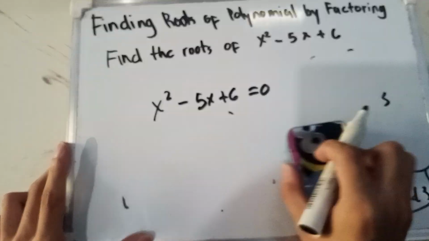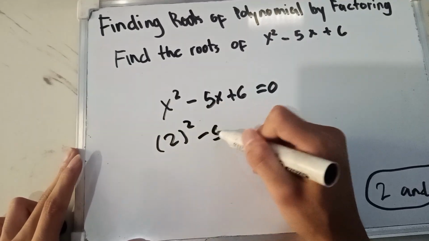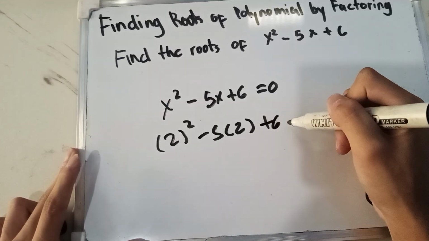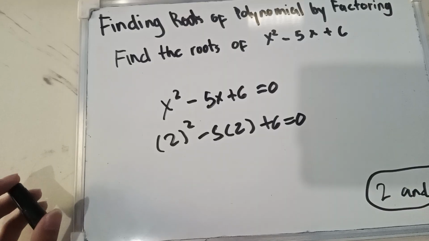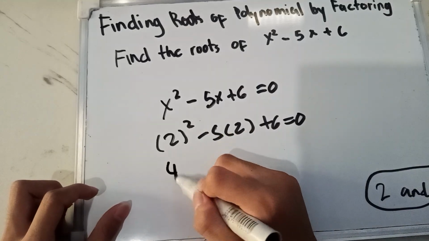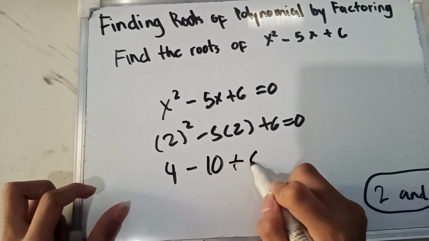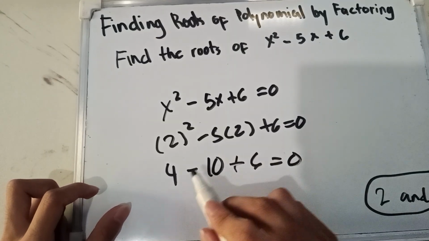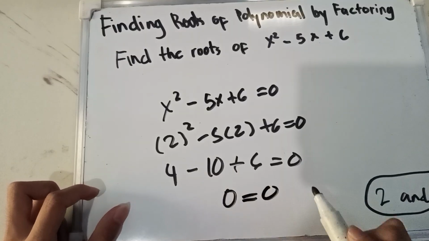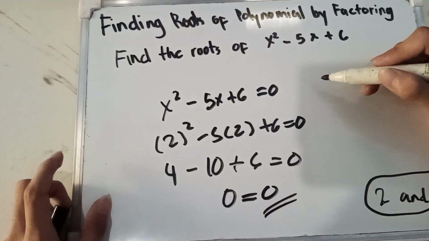Okay, we can substitute 2, and it should equate to 0. So 2 raised to 2 is 4. Negative 5 times 2 is negative 10, plus 6. Now 4 minus 10 is negative 6, and negative 6 plus 6 is 0. So 2 is correct. Now let's try the value of 3.